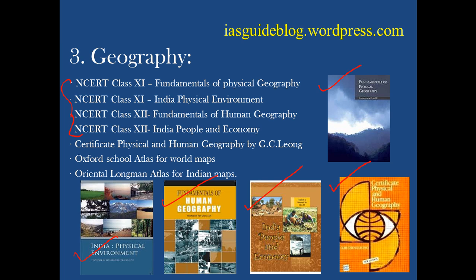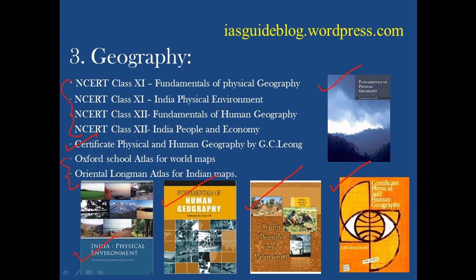Along with that, one reference book for general geography. We should be calling it world geography, that is Certificate Physical and Human Geography by GC Leong. This is the 5th book. And 2 atlases. One is for Indian maps, that is Oriental Longman Atlas, and one is for the world map, that is the Oxford School Atlas.